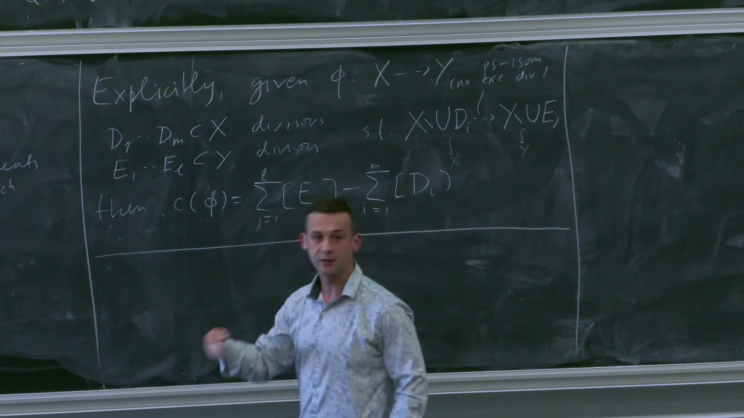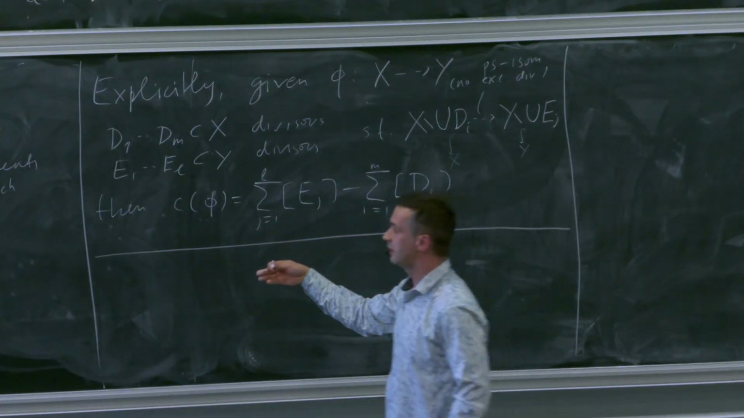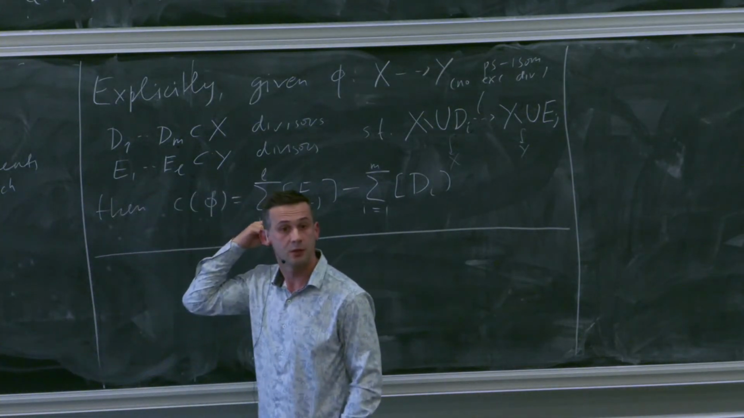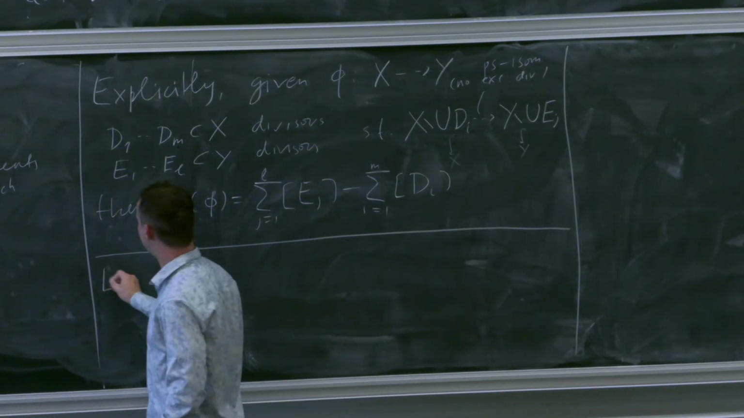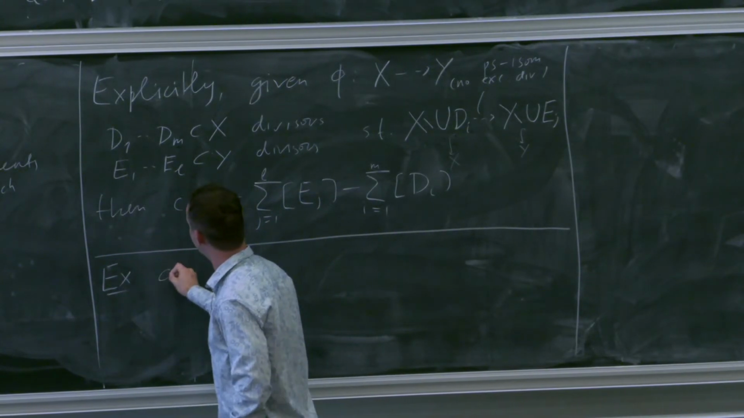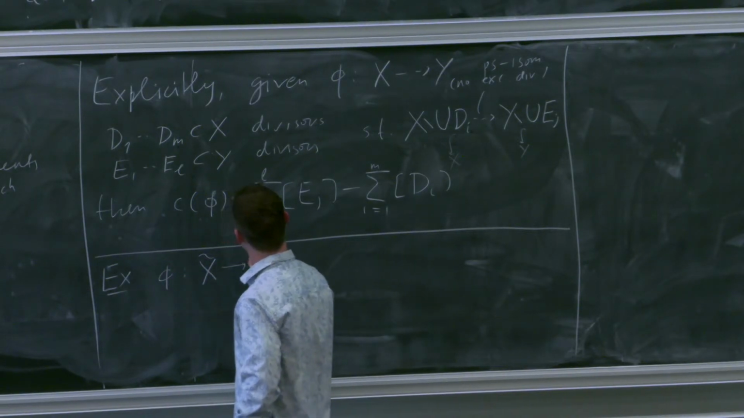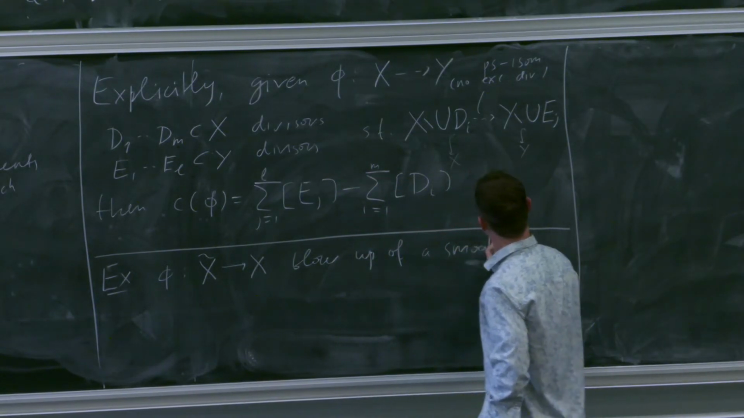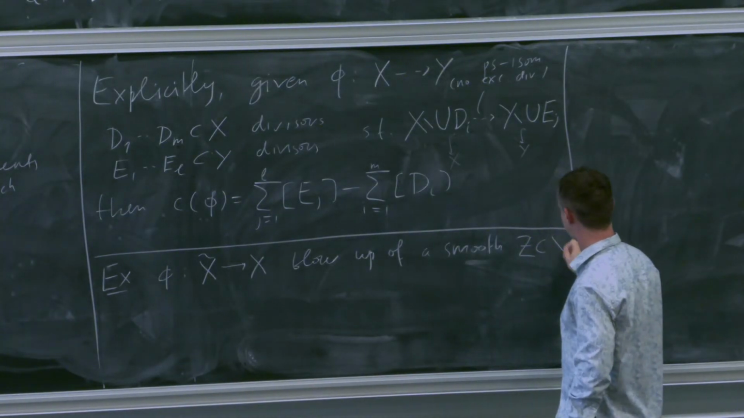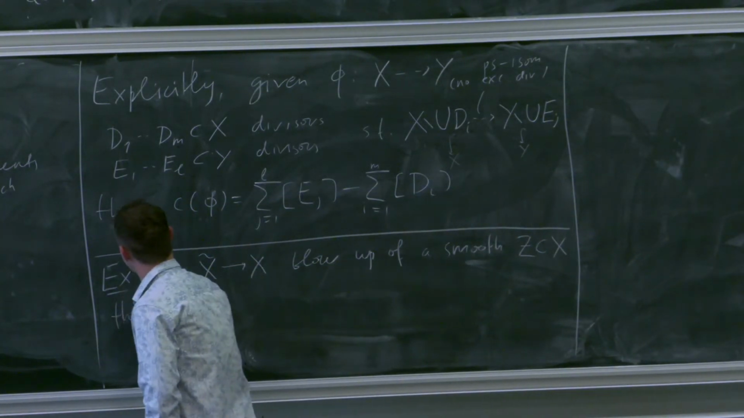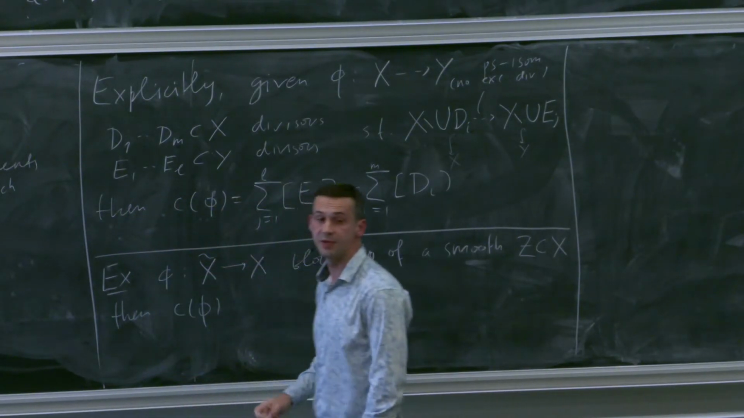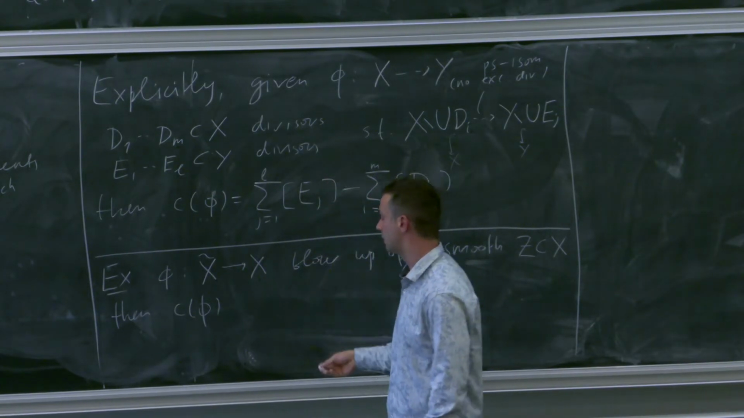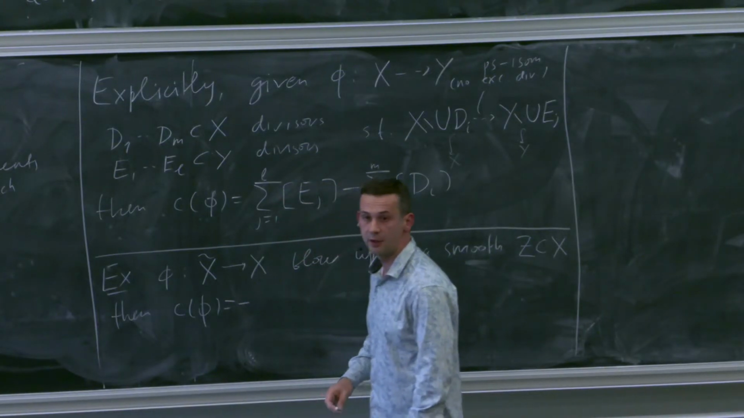So the key example to keep in mind is the blow-up. This formalism naturally originates from open embeddings, but what we really want to know is birational maps between smooth projective varieties. So the blow-up is the key thing we want to control. If X tilde to X is a blow-up of a smooth Z, then there's one divisor missing in the target. Contracting this divisor is the same as removing it from this perspective, so I have to put a minus sign and then the exceptional divisor.